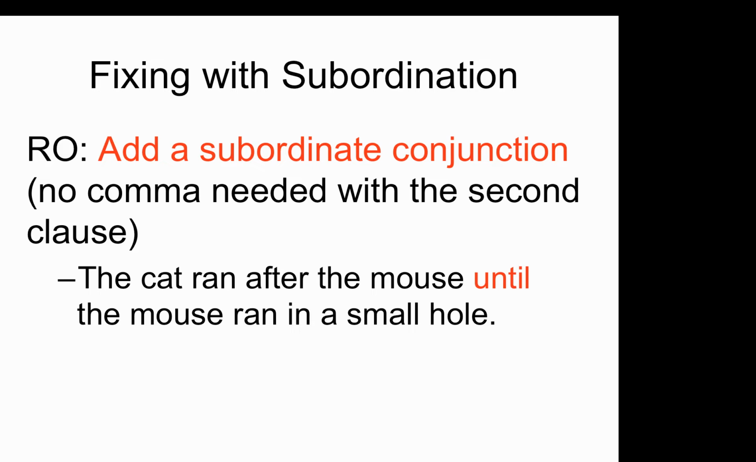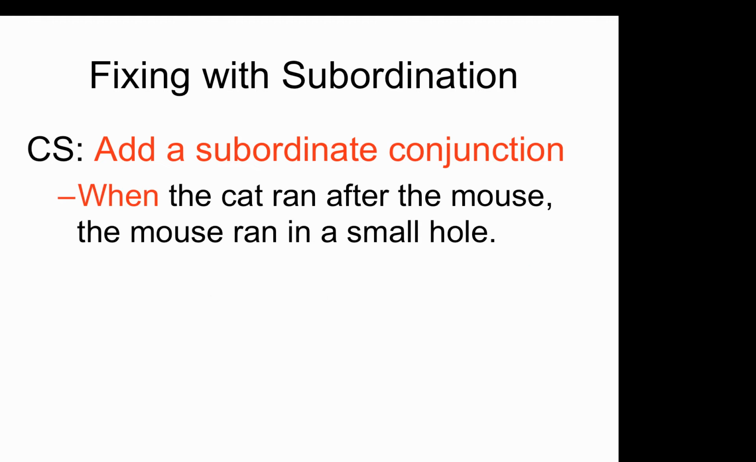We can also fix with subordination, making a complex sentence. So we can fix the run-on by adding a subordinate conjunction. Here we'll put the subordinate conjunction at the end with the end clause. So: the cat ran after the mouse until the mouse ran in a small hole. When we do this, we don't need a comma. Or we can add the subordinate conjunction at the beginning to fix it. So: when the cat ran after the mouse, the mouse ran into a small hole.